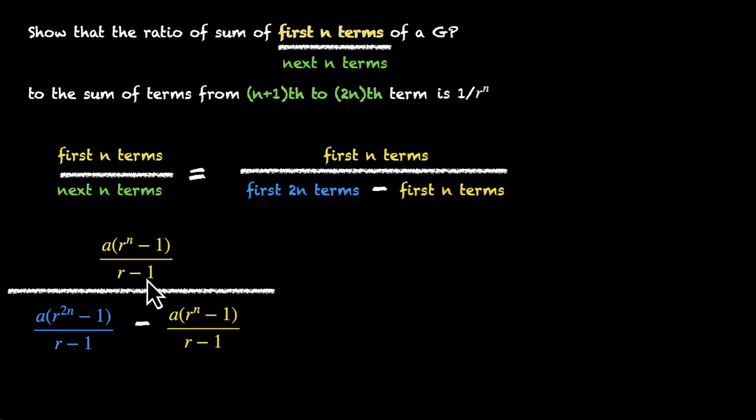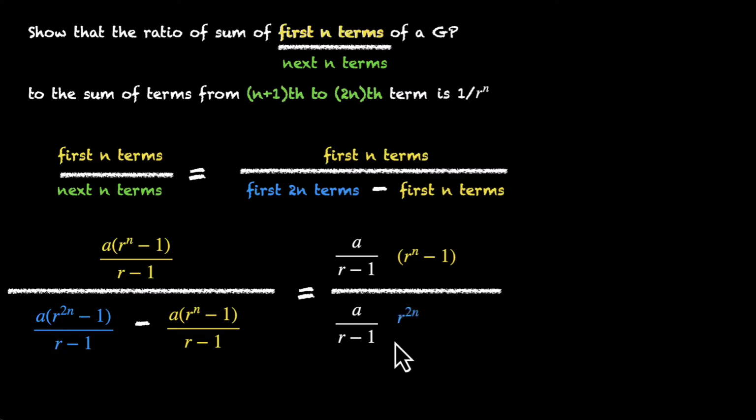Now let's try simplifying this. Do we see things that are common? Well, the denominator r minus 1 can cancel out and this a can also cancel out. So we have a by r minus 1 times r to the power n minus 1 divided by, in the denominator we have a by r minus 1. If we take that common, we have r to the power 2n minus r to the power n. This 1 also gets cancelled out. So this is what we have for the denominator.